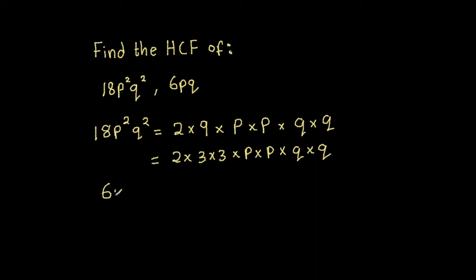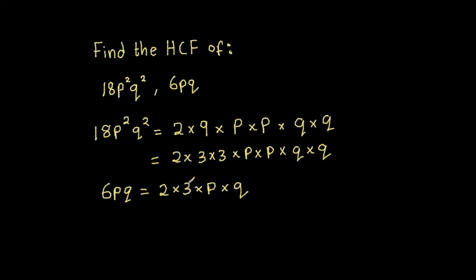Now let's go to 6pq. So 6 is just 2 times 3, and then we have times p times q. And that's it, right? 2 and 3 are prime numbers. P and Q, we don't really know what they are. So that's as much as we can do.